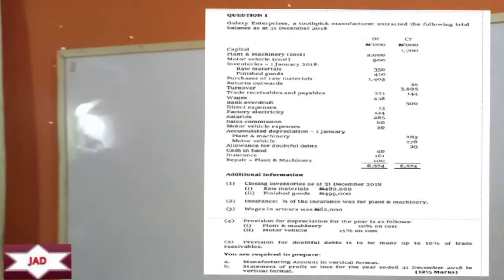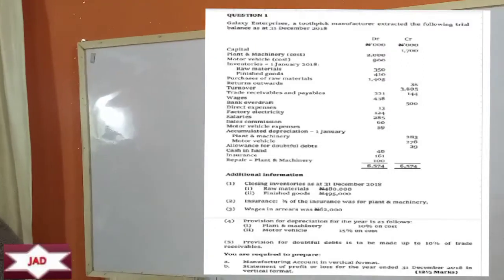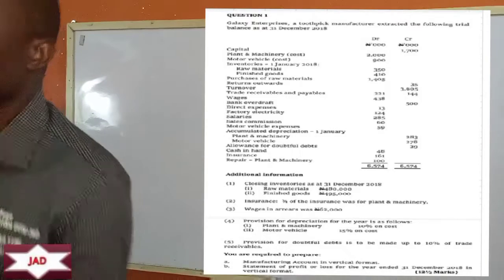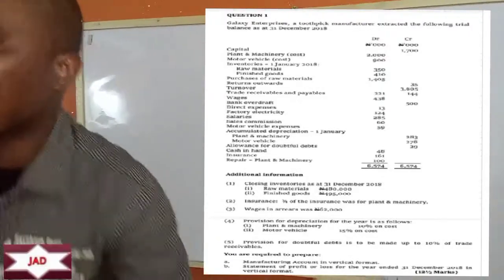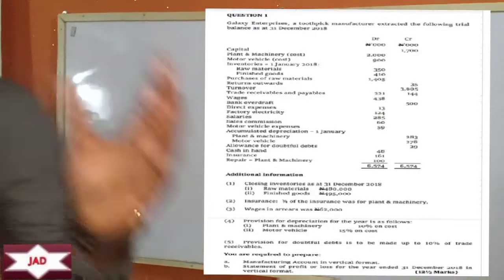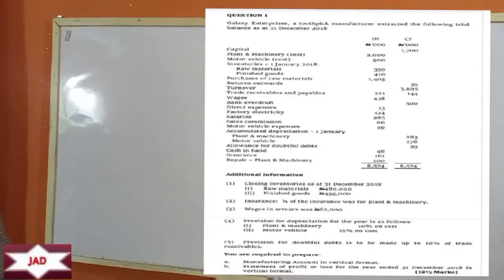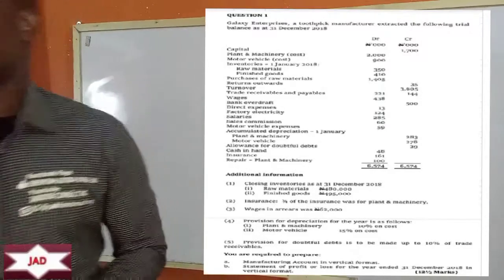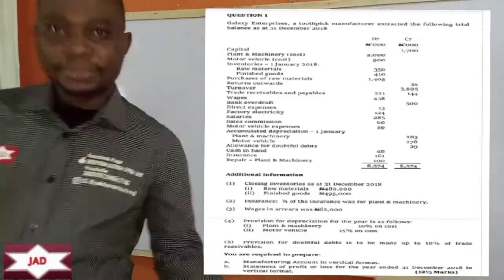Galaxy Enterprises, a toothpick manufacturer, extracted the following trial balance as at 31st December 2018. So we have the trial balance there: capital, plant and machinery, motor vehicle at cost, inventory, purchase of raw materials, returns outward, turnover, trade receivables and payables, wages, bank overdraft, direct expenses, factory electricity, salaries, sales commission, motor vehicle expenses, accumulated depreciation on plant and machinery and motor vehicle, and then we have allowances for doubtful debts. We have cash in hand, insurance, repairs for plant and machinery. So that's the trial balance there, basically.